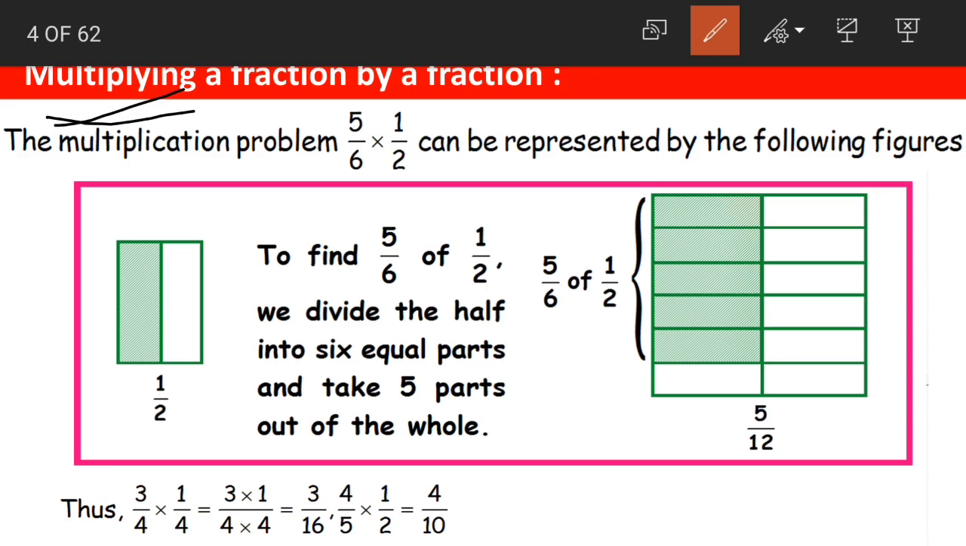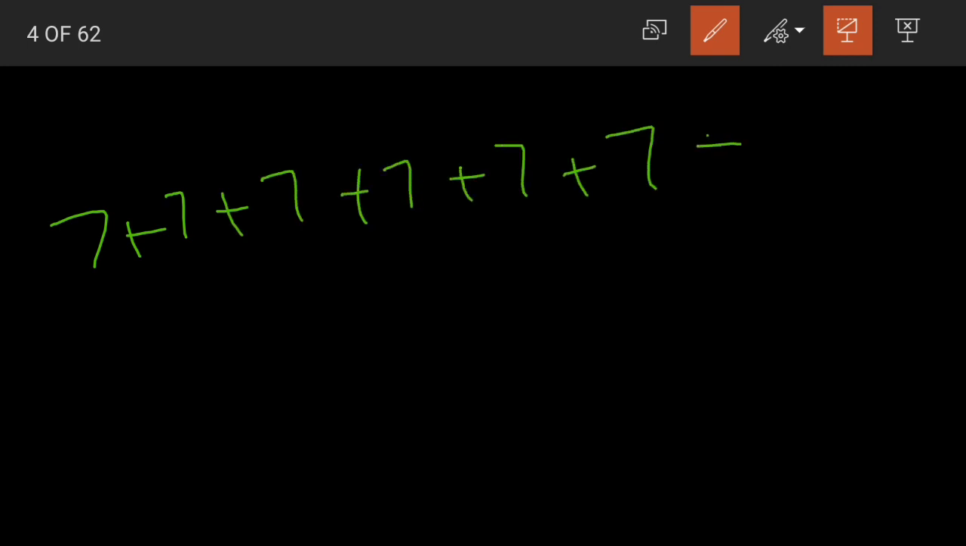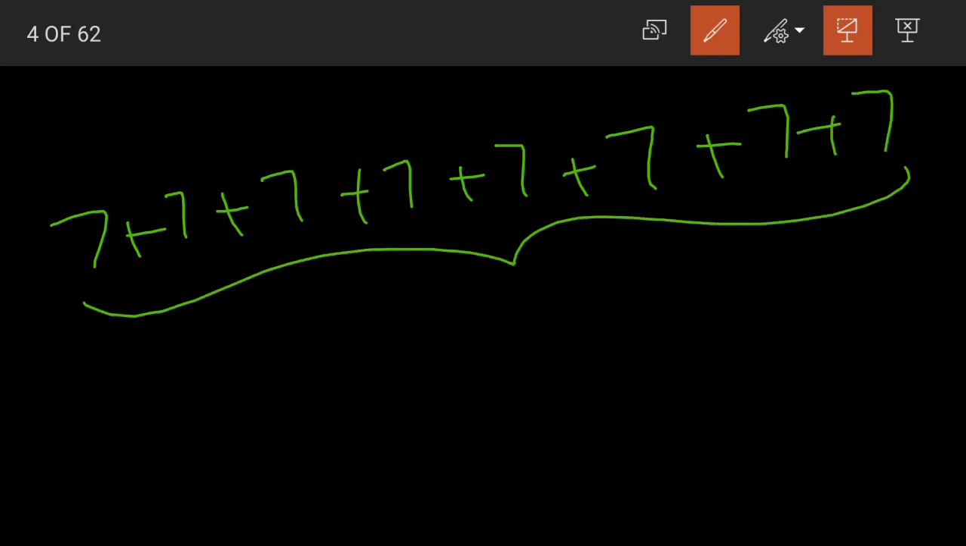Or else you can remember it this way also. Again, as I said, multiplication is what? Multiplication is repeated addition, right? So when I have to add 7, 1, 2, 3, 4, 5, 6, 7, 8. How many 7s are there here? There are 8 7s here.